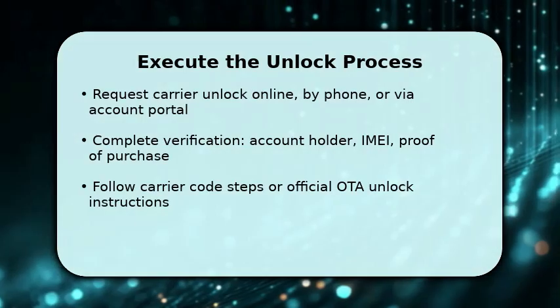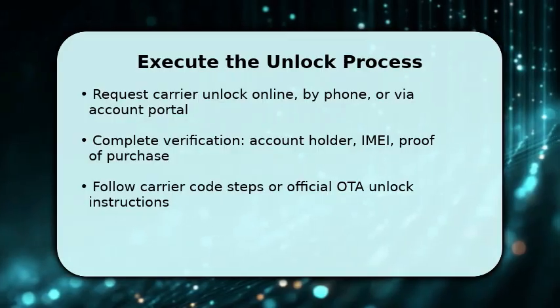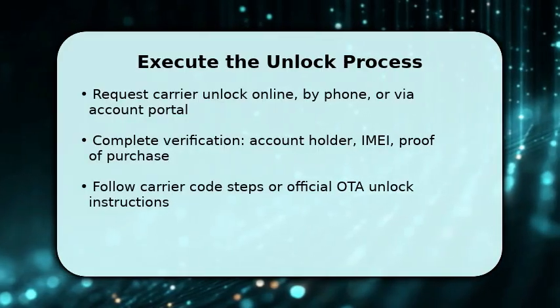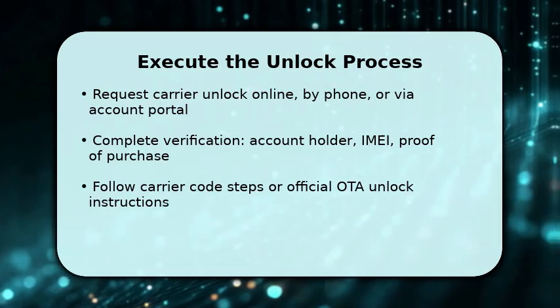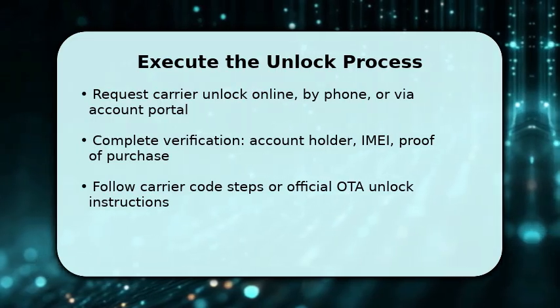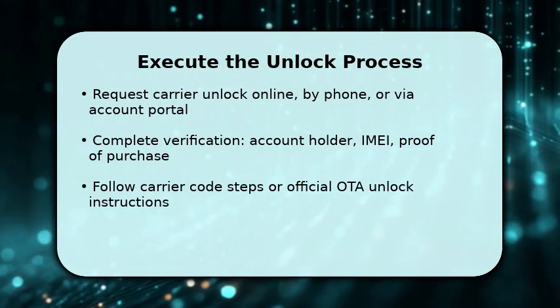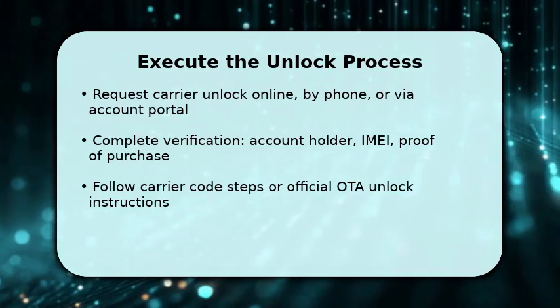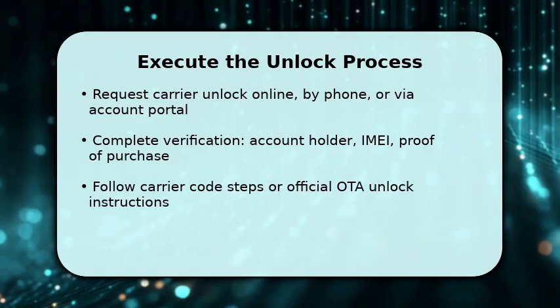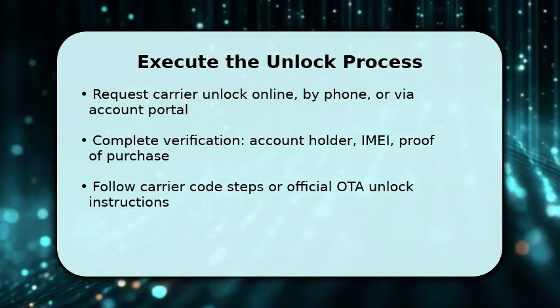the unlock. You request the unlock through the carrier portal or by phone, following their specific process. This ensures authorization and an official unlock record. Once requested, verify your identity as the account holder and provide IMEI or proof of purchase when asked, because carriers need that to clear flags.